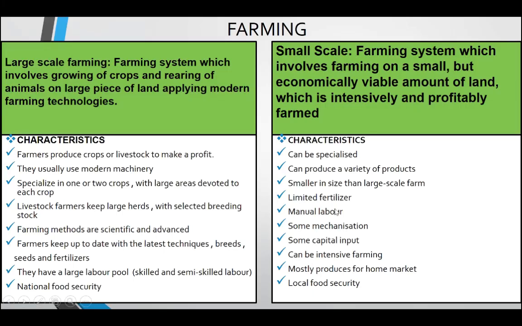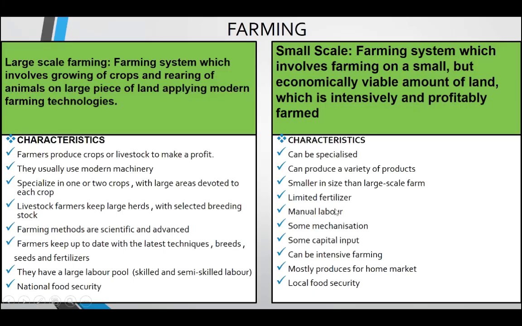And then there is some mechanization, not extensive mechanization, is used here. It is mechanization, but limited to a certain degree. There is some capital input because definitely you will have to buy something in order to do your small scale farming, either your seeds, your fertilizers, whatever material that you need. It can be intensive, meaning that small land can be used to maximize profit. It is mostly produced for the home market.